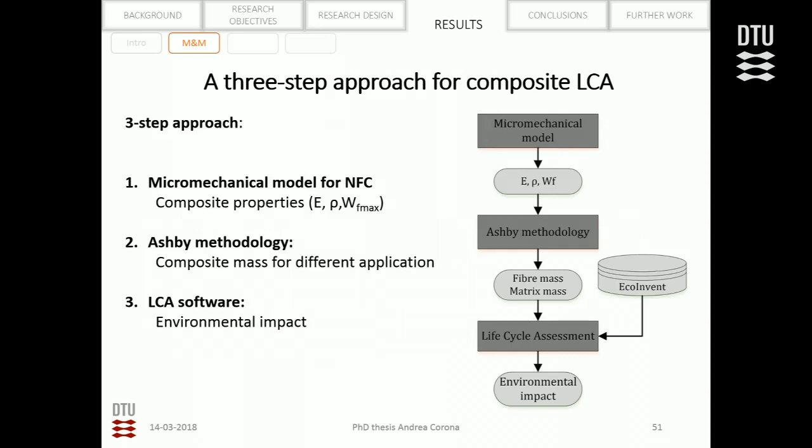To do so, we developed a three-step approach, which first combines a micromechanical model, which has been developed for composites and also takes porosity into account. From the micromechanical model, given the input of the fiber mechanical properties and the matrix mechanical properties, we can estimate the mechanical properties of the resulting composite. Those are used for the HP methodology, which allows us to calculate the comparable mass to fulfill the same design requirement for structural application, and this comparable mass is used as input for our LCA, which is carried out in the LCA software.